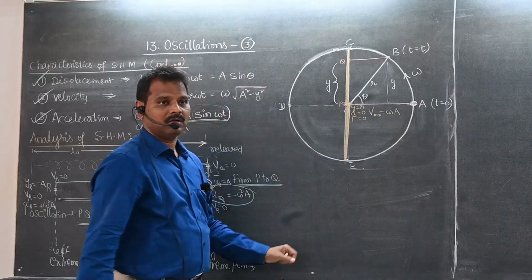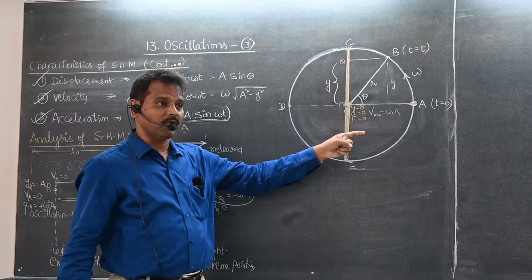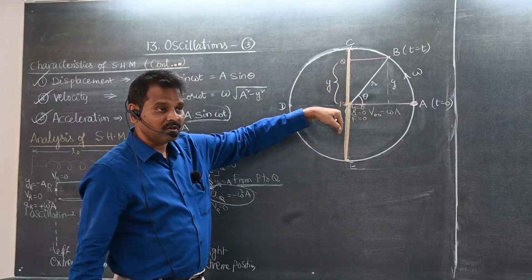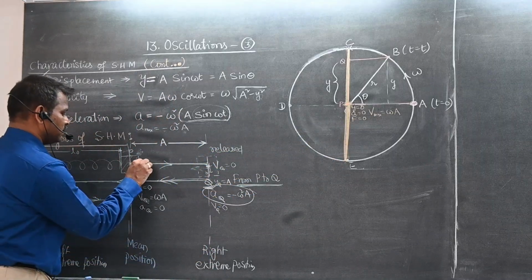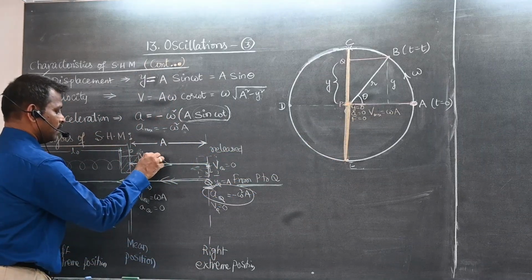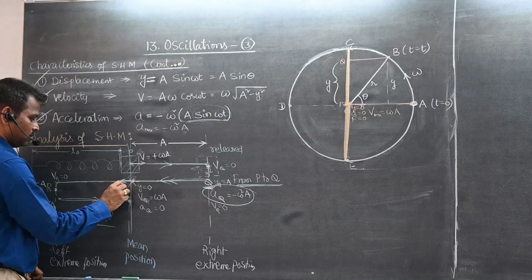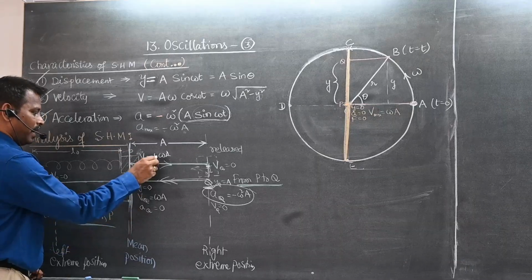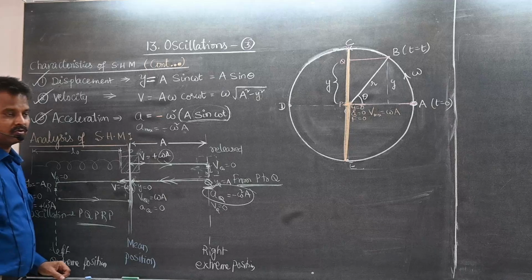How much? Omega a. Plus omega or minus omega? Both. When the particle is moving in this direction, the velocity is plus omega a. In this direction, it is minus omega a. So at this position, the magnitude is omega a: in this direction plus omega a, in this direction minus omega a.